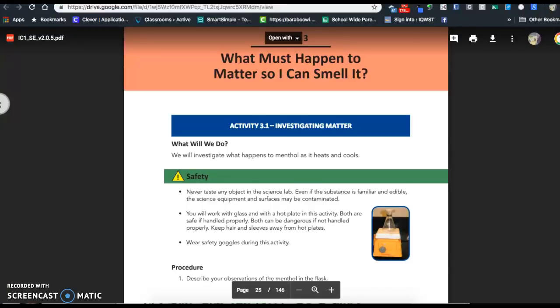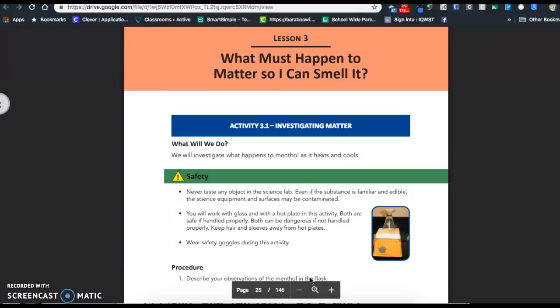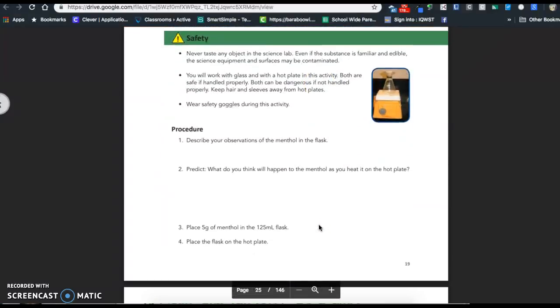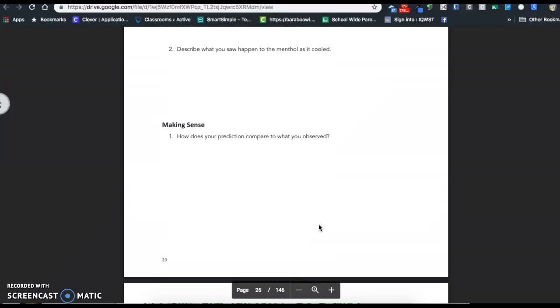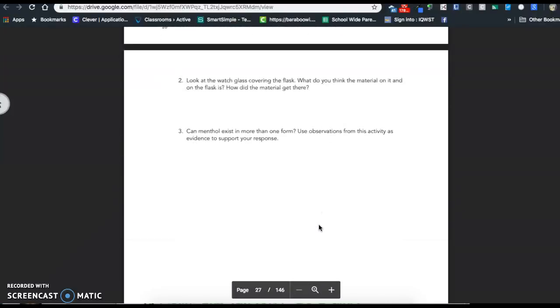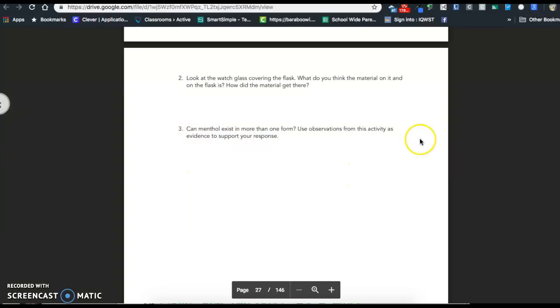Hi guys, today I'm going to make a little video tutorial showing you how to write a CER. I'm going to use this lab that we completed last week where I cooked the menthol. I'm going to write a CER to answer this question on page 21 in your book. Can menthol exist in more than one form? Use observations from this activity as evidence to support your response.